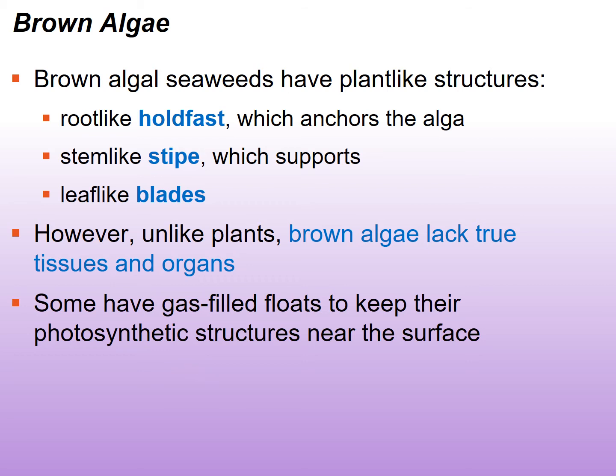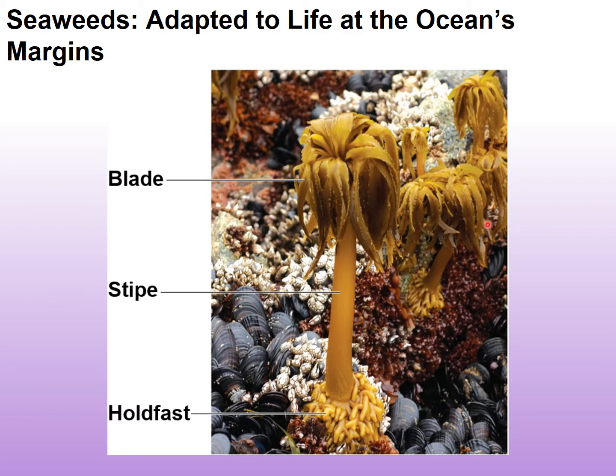Some of them have gas-filled floats, which are kind of bubble shaped, to keep their photosynthetic structures near the surface of the water to be able to obtain more light. Now, if we look at this structure right here, we can see that we have the holdfast, which again serves like a root, and it's anchoring it to the ocean bed, right, which actually contains some mussels and other animals. And then we have the stipe, which is like a stem, and then the blades, which are like leaves. So it looks like a plant, however, it is not a plant.